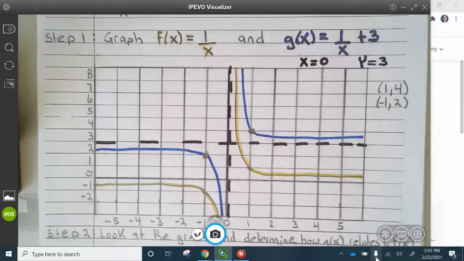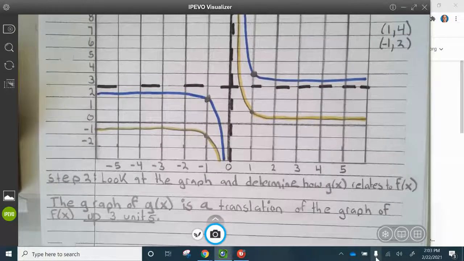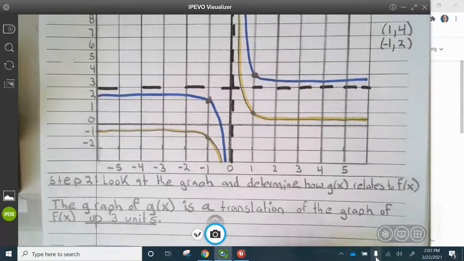Now, step 2, look at the graph and determine how g of x relates to f of x. The graph of g of x is a translation of the graph of f of x up 3 units. All right. Let's go ahead and finish. All right, and go on to question 2.